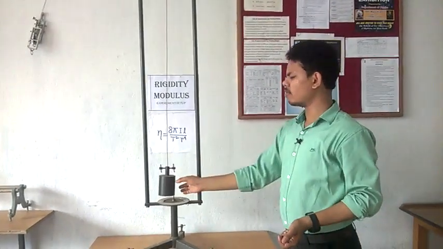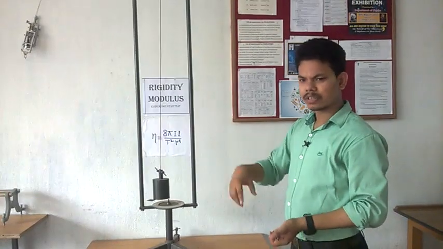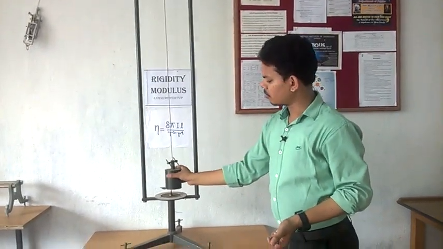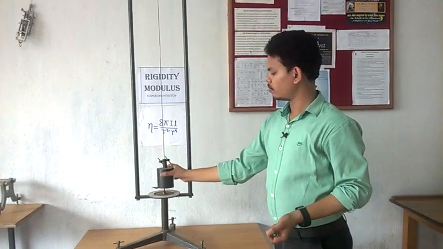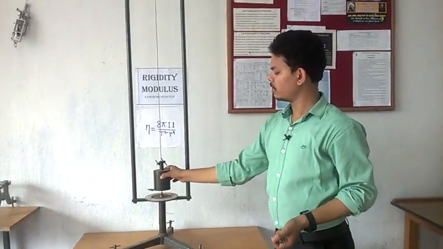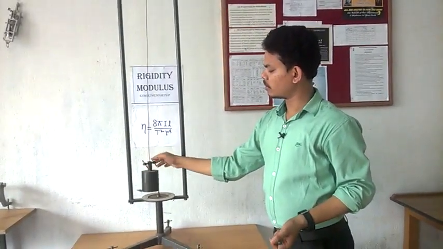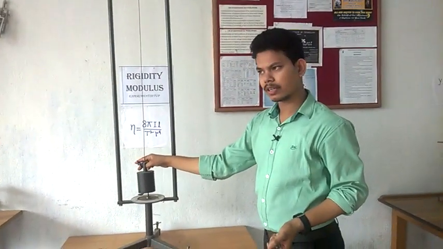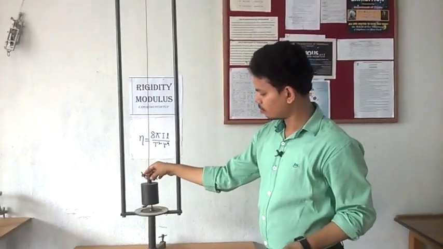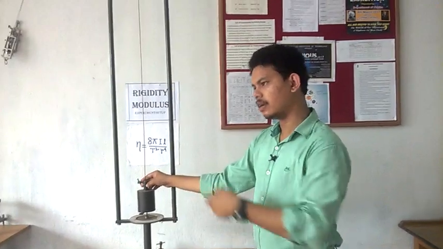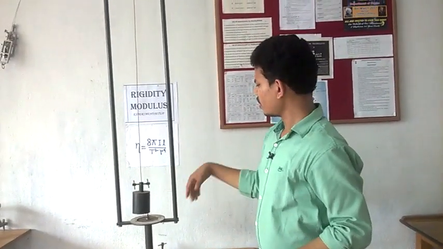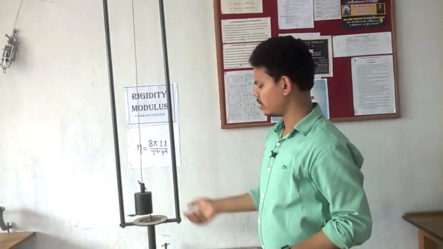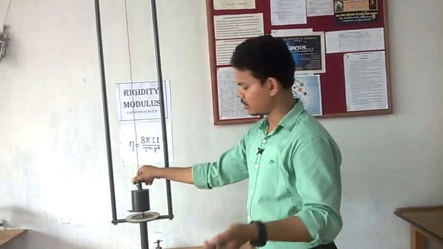So just count 20 full oscillations. Suppose this is the initial position. After releasing this, we get this comes to its original position. This is one oscillation. Again it comes and we get another position. So this is the third oscillation. So take 20 oscillations like this. You can see.